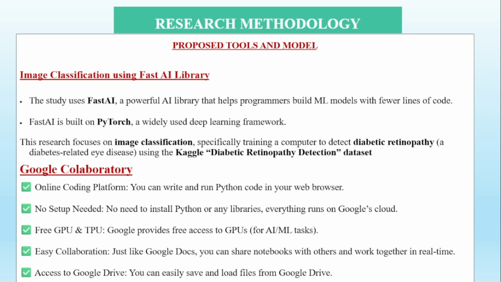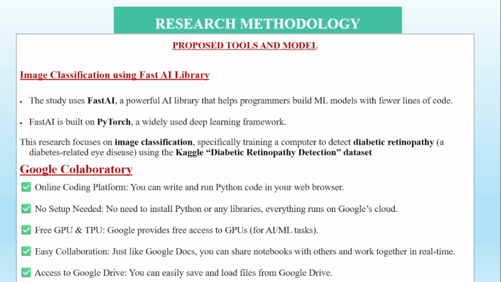Now, the image classification using the Fast AI library. The study uses Fast AI, a powerful AI library that helps programmers build ML models with fewer lines of code. Fast AI is built on PyTorch, a widely used deep learning framework. This research focuses on image classification, specifically training a computer to detect diabetic retinopathy, a diabetes related eye disease, using the Kaggle diabetic retinopathy detection dataset.